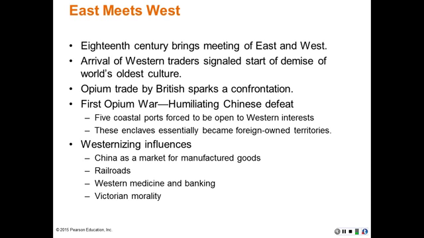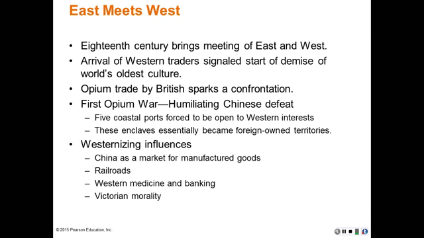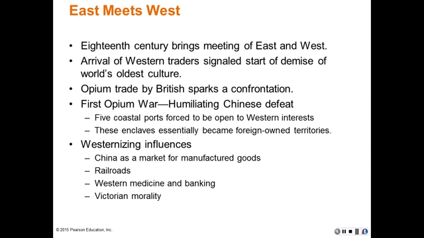These zones actually are almost the forerunners of the SEZs, or special economic zones, that we'll talk about later on in our modern discussions of China. Westernizing influences tried to create China as a market for manufactured goods, for railroads, for Western medicine and banking, as well as Victorian morality of that era.